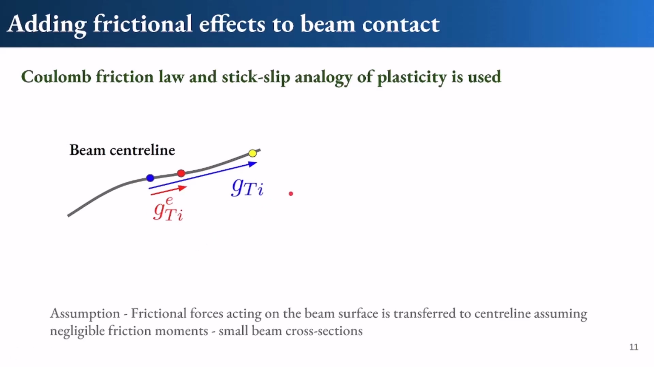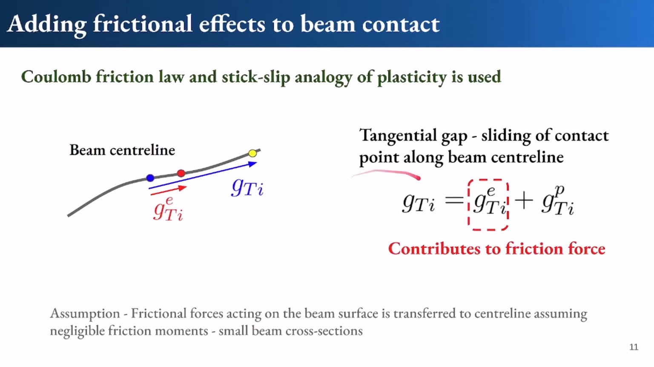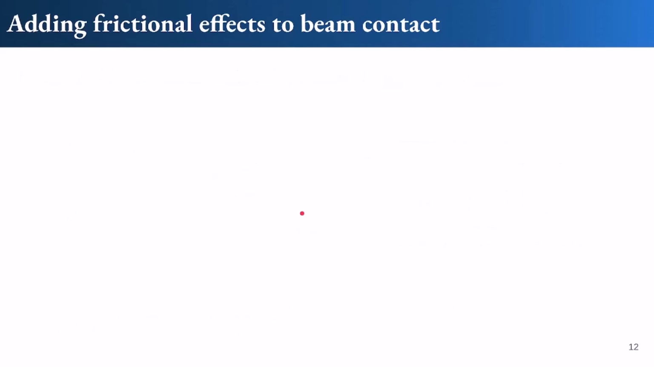Now if we encapsulate this concept in an equation, we can have this equation right here, where the total tangential gap, GTI, which is the sliding of the contact point along the beam center line, can be divided into GTEI, the elastic gap, which contributes to the friction force, and GTPI, the plastic gap, which contributes to the slipping of the contact point. Now, in order to calculate how much friction force or how much sticking has happened, we can calculate how much slipping actually happened and back calculate the sticking gap.